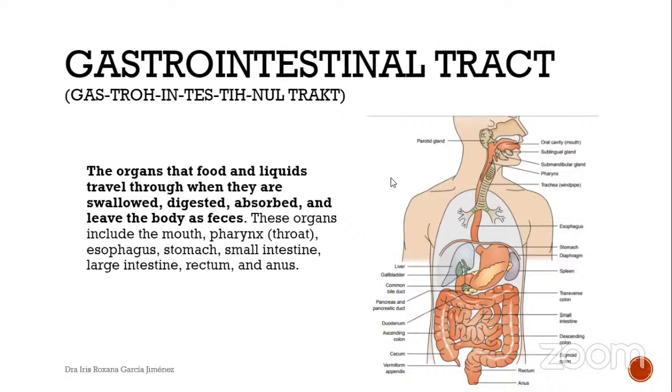So we all know about it. This system is compounded by the organs that food and liquids travel through when they are swallowed, digested, absorbed, and leave the body as feces. These organs include mouth, pharynx or throat, esophagus, stomach, small intestine, large intestine, rectum, and anus, as a general view, of course.